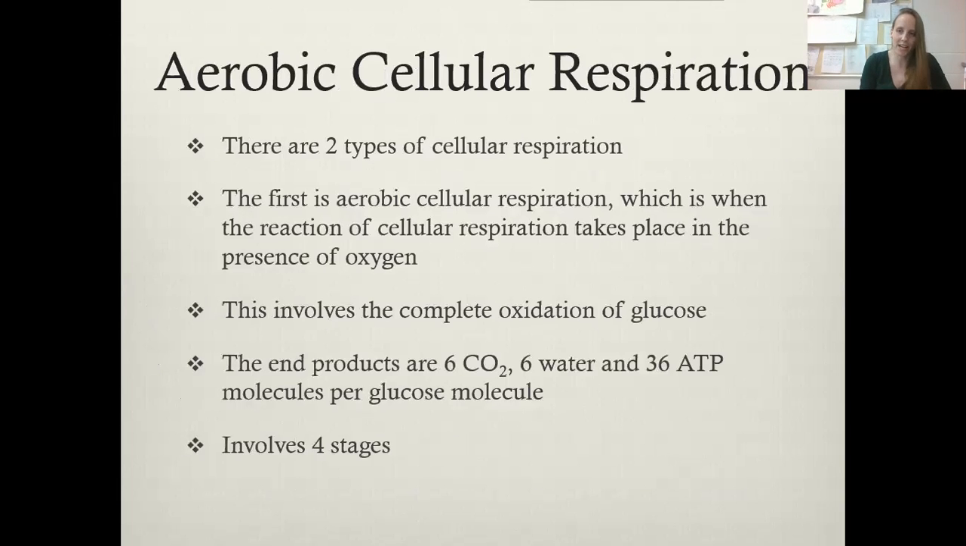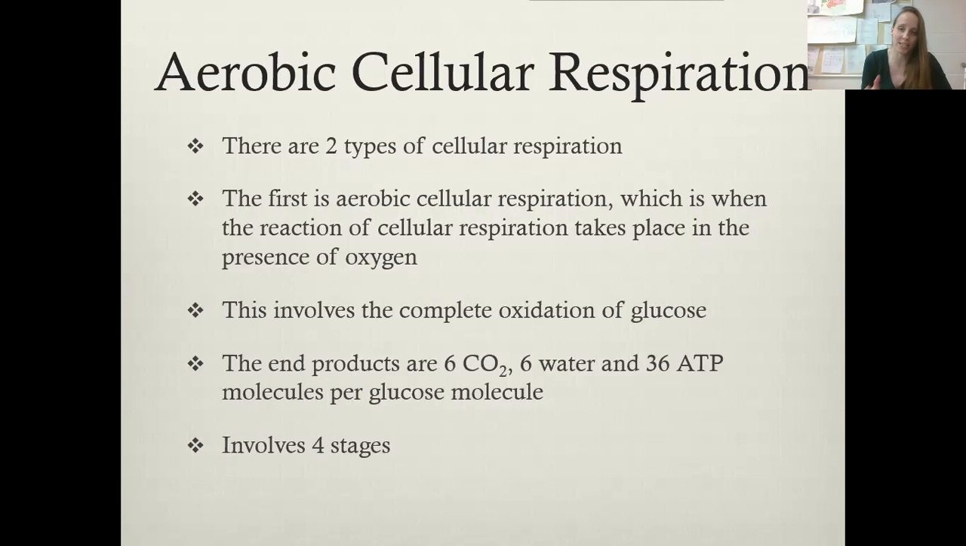There are two different types of cellular respiration. The first is aerobic cellular respiration, and aerobic just means that it takes place in the presence of oxygen and it needs oxygen. This process of aerobic cellular respiration involves the complete oxidation of glucose, which means in the end, we have 6 carbon dioxide, 6 water, and 36 ATP.